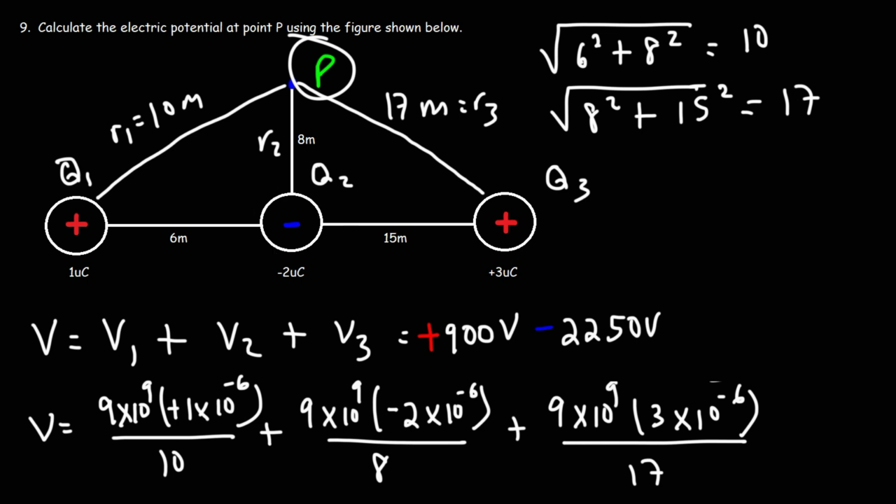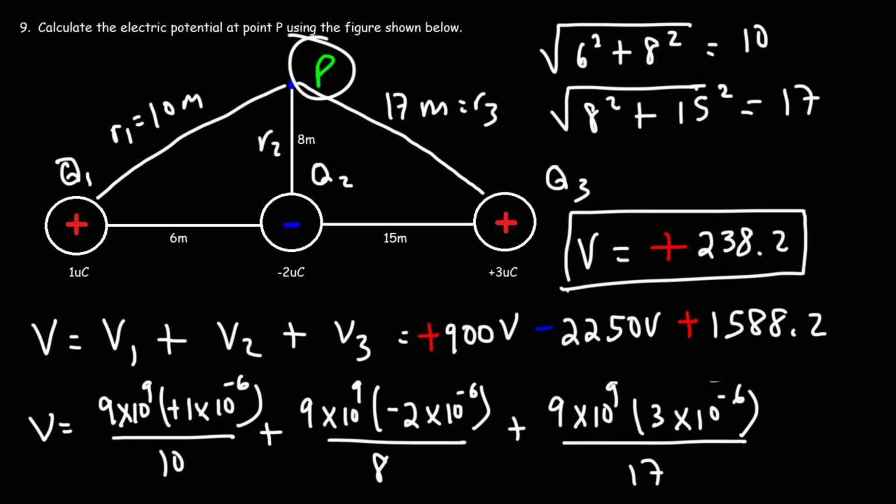And for the last one, 9 times 10 to the 9 times 3 times 10 to the negative 6 divided by 17. This is going to be positive 1588.2. So if we add those numbers, the net electric potential at point P is going to be positive 238.2. So that's how you can calculate the electric potential due to multiple point charges.